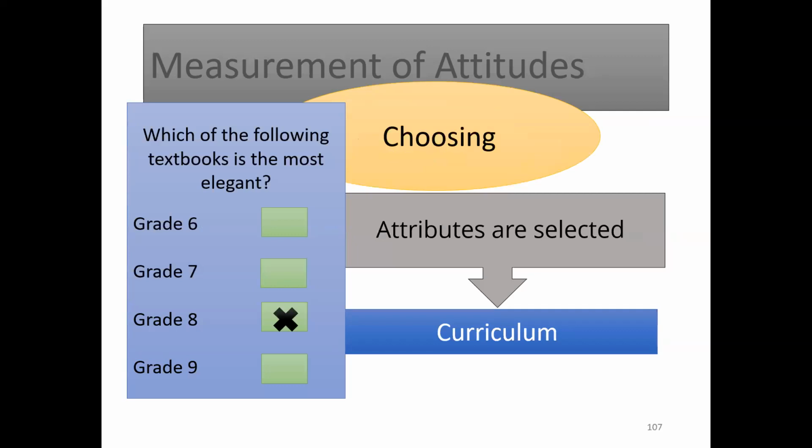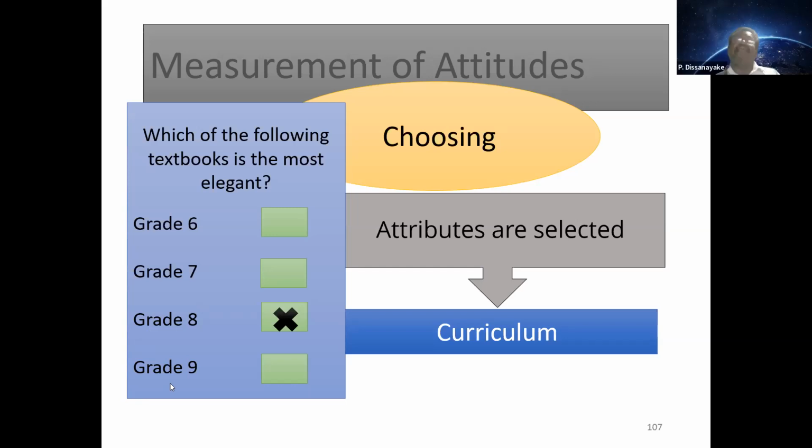So that you can calculate the percentage, how many from 100 participants in the survey selected grade 8? 60%. Grade 6, only 3%. So you can understand which textbook is very useful according to the opinions of the teachers or according to the opinions of the students. This is how you conduct your survey.